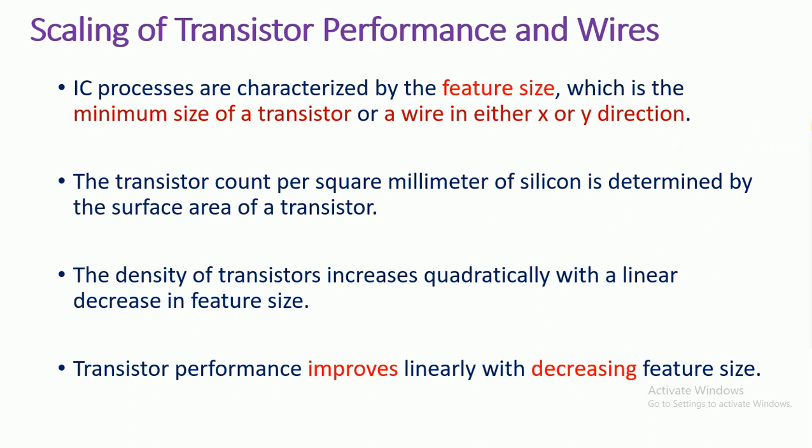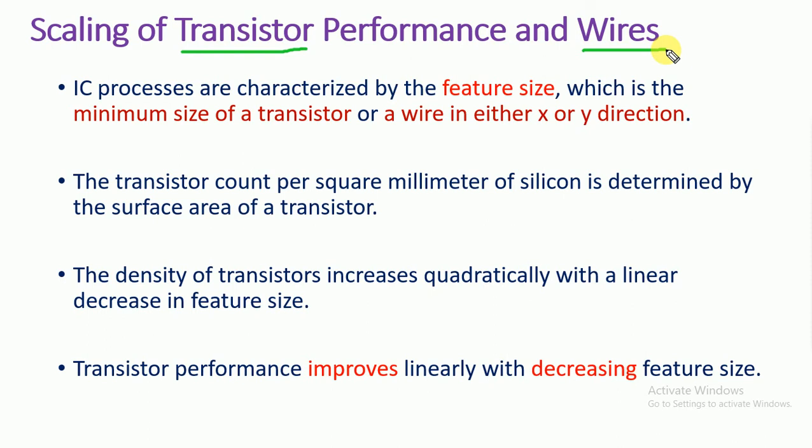Now we look at the scaling of transistor performance and wires. We know transistors are the components present within an IC. Similarly, we have some wires also. Sometimes wires can be replaced with transistors, or transistors can be replaced with wires, or we can have transistors along with wires also. That is a structure that is present within the processor chip.